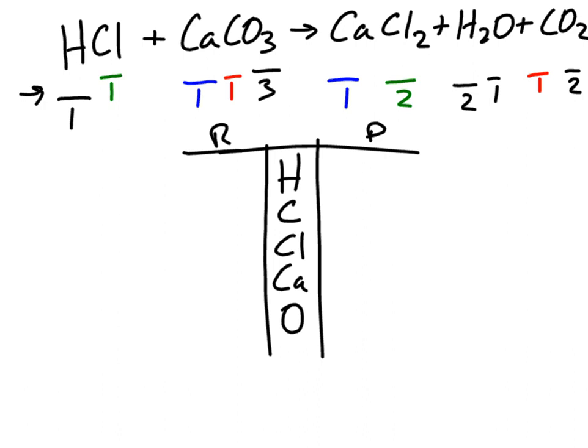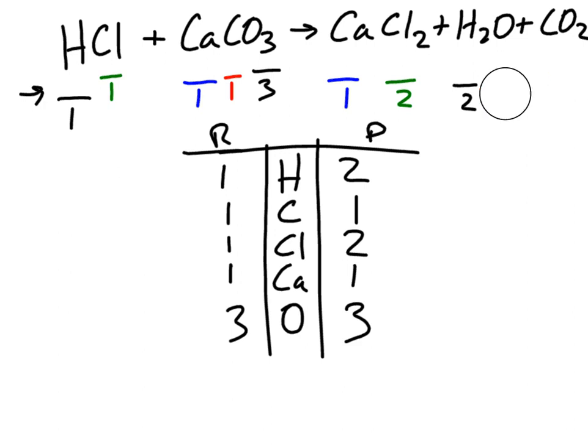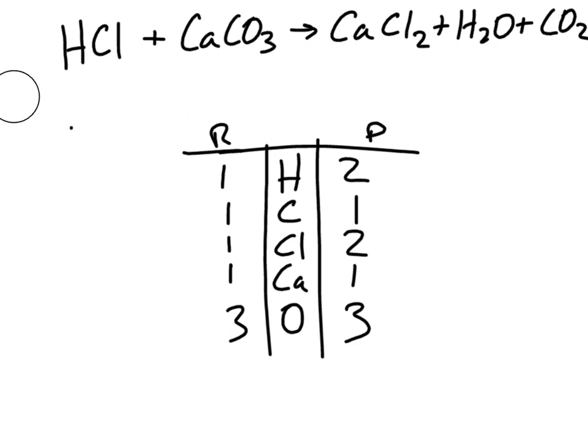Okay, so hydrogen on the reactant side, I have 1. Carbon, I have 1. Chlorine, I have 1. Calcium, I have 1. Oxygen, I have 3. On the product side, hydrogens, I have 2. Carbons, I have 1. Chlorines, I have 2. Calcium, I have 1. Oxygen, I have 3. That way we can kind of get rid of this mess.